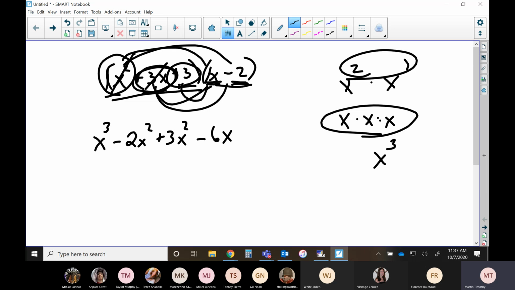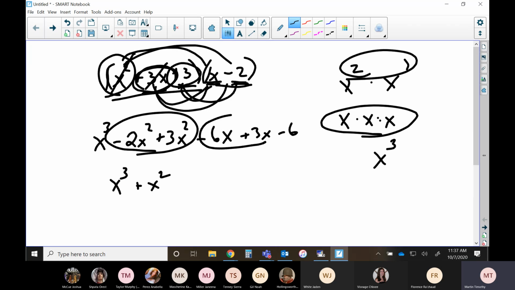A positive 3 times an x is a 3x. A positive 3 times a negative 2. Combine these guys. What does that become? A positive x squared. Combine these. What does that become? A negative 3x. Combine these. Nope, that's it. There's your answer.